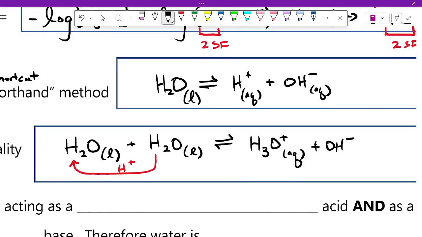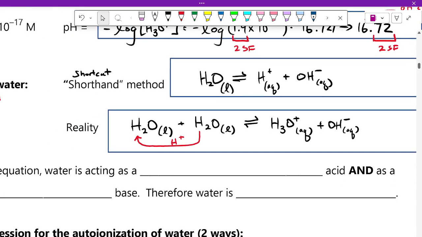Why does water do that? Because it just does. Why can't H plus exist by itself? Why does it have to exist as H3O plus? Because it's more stable. Everything is to do with stability and randomness. Everything. Okay?